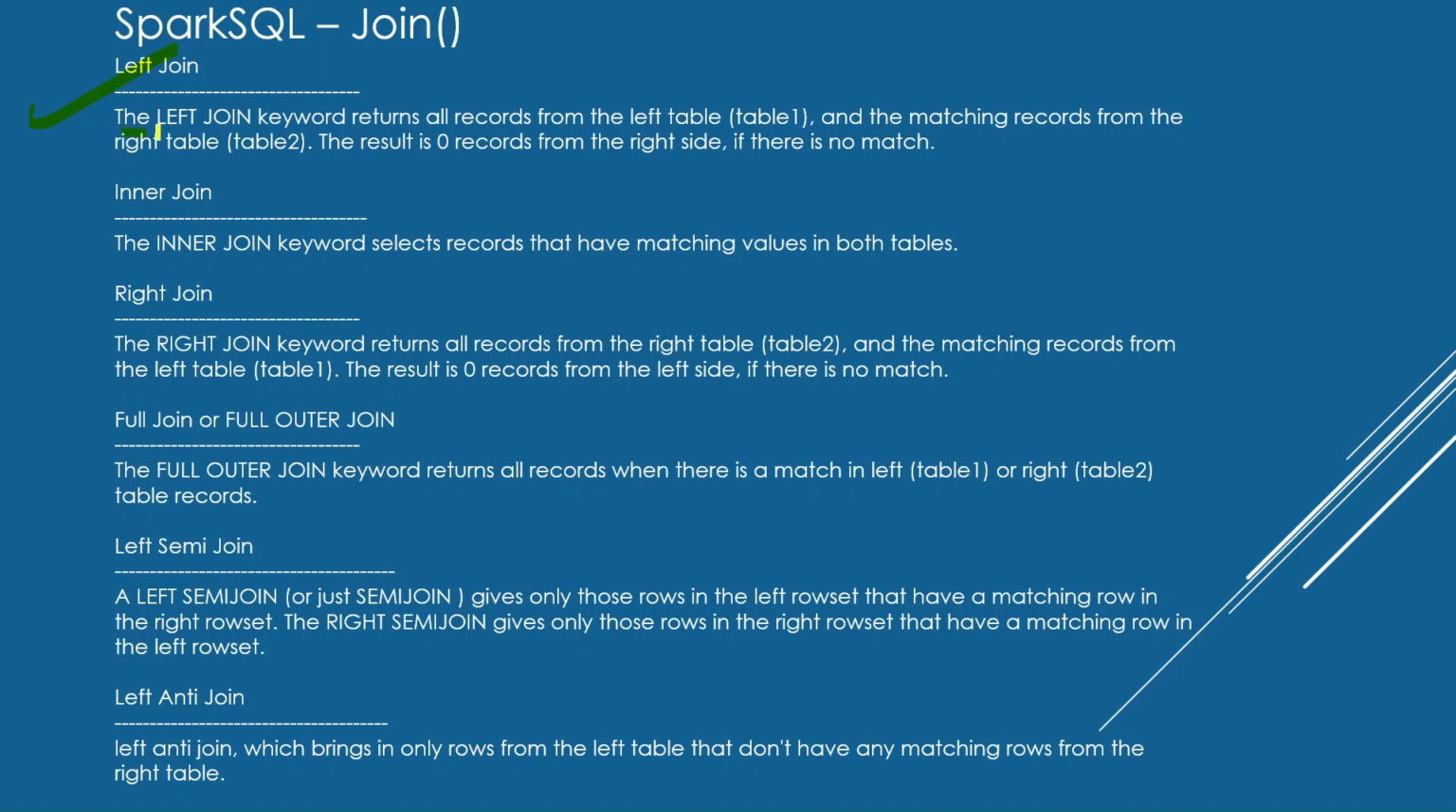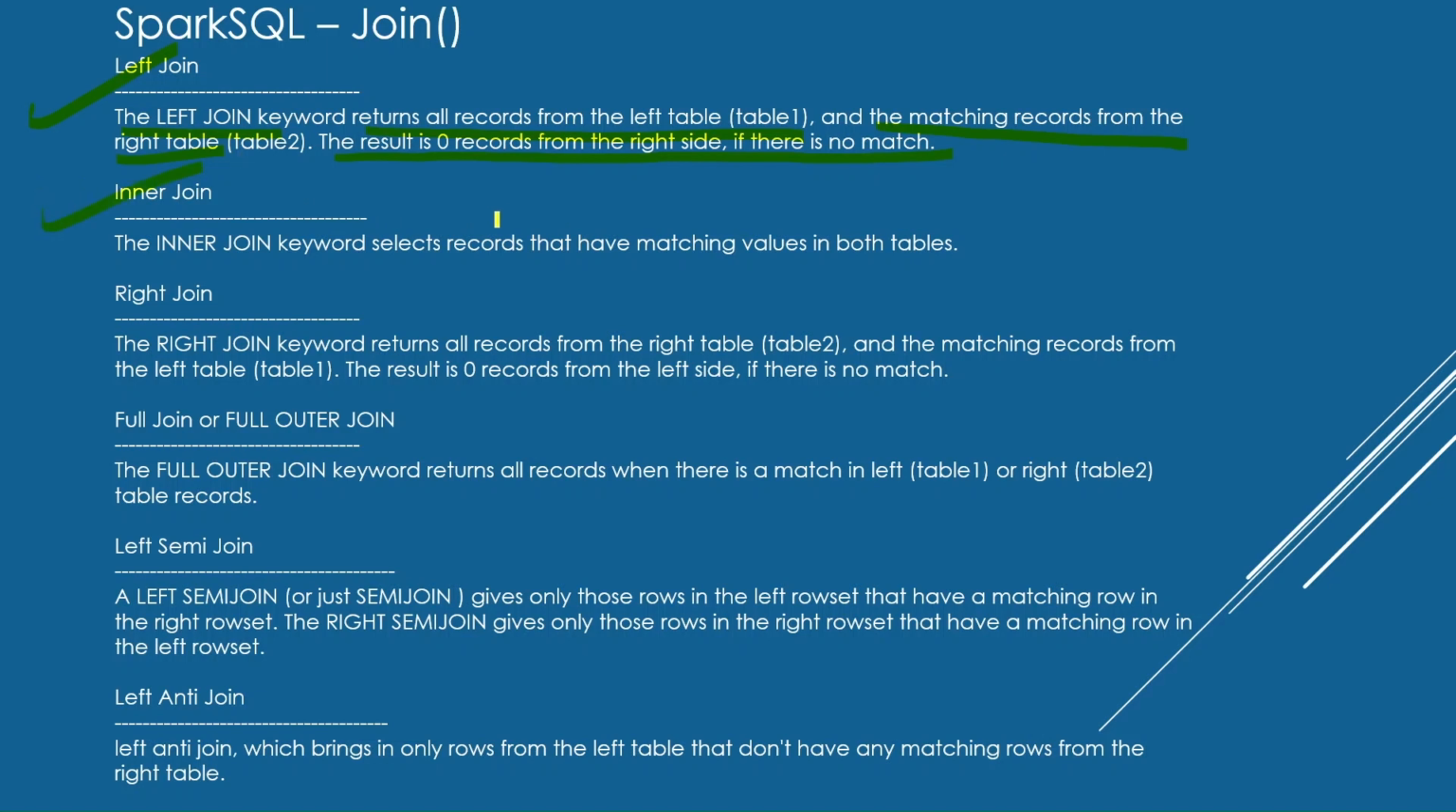The left join keyword returns all the records from the left table and the matching records from the right table, and the result is 0 from the right table if there is no match. So what does it mean? Whenever you join two tables with a left join, all the records present in the left table will come, and only the matching records will come from the right table. If there are no matching records, then 0 records will come from the right table, but it will take all the records from the left table.